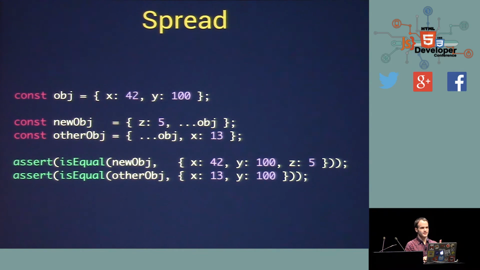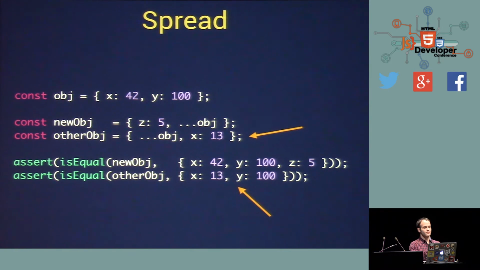But notice the subtle difference between these two. The first one, I'm doing the spread after I've assigned z equal to 5. Whereas the next one, I'm spreading it out first, and then I'm setting x equal to 13. So there are important ramifications of this. In that first one, obviously, my new object has z equal to 5, and I've spread out object, which means I pulled out x being equal to 42 and y being equal to 100. That's fine.